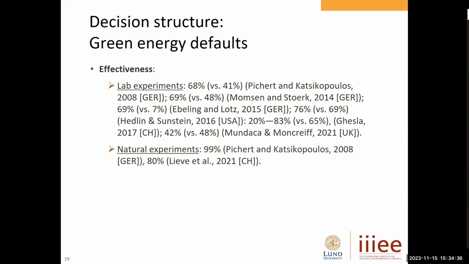If we look at the effectiveness, and in particular at lab experiments, we can notice that the choice for green electricity is often higher under the green default scenario compared to the gray standard energy default, which is a number that you can see in parentheses. But this is obviously not across all cases. Now, that experience from lab experiments needs to be compared to what we know from natural experiments. And here the situation is slightly different, because the level of effectiveness is much, much higher: 99% in the case of Germany, for instance, and 80% in the case of Switzerland. So you can see a certain disagreement, or to some extent at least, a degree of inconsistency between the types of experiment that we carry out.